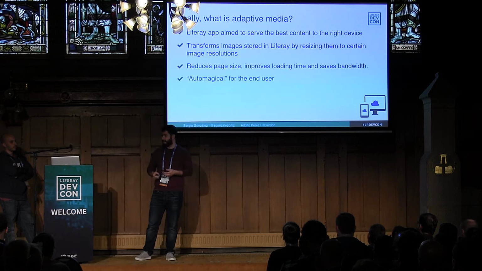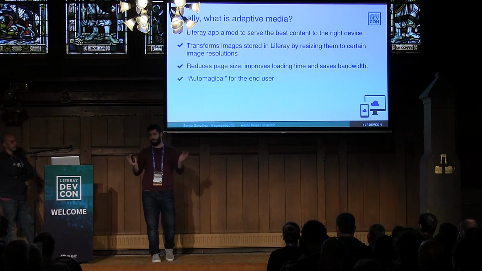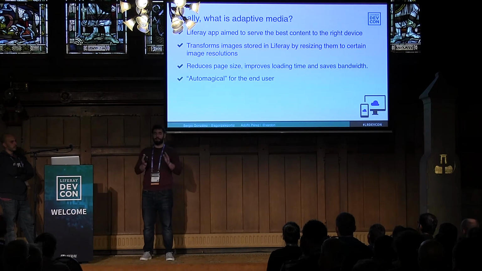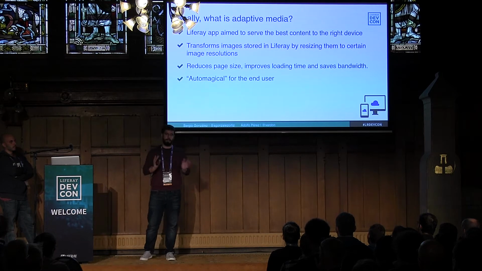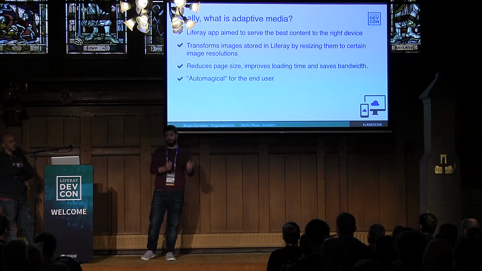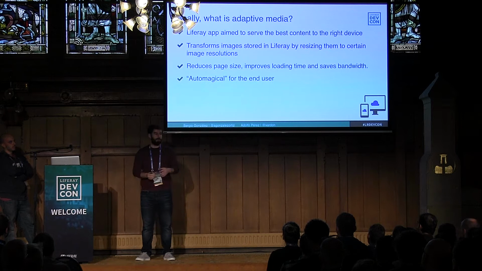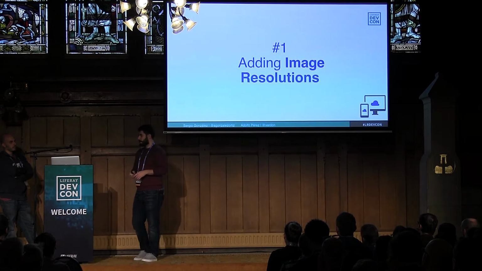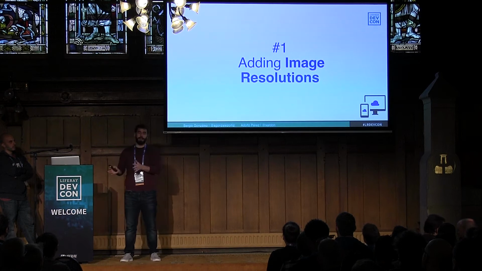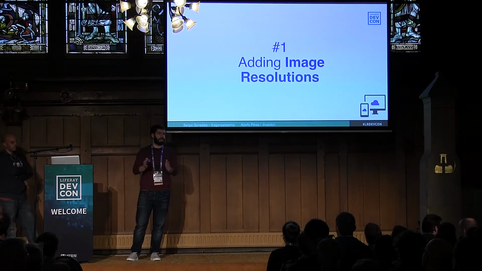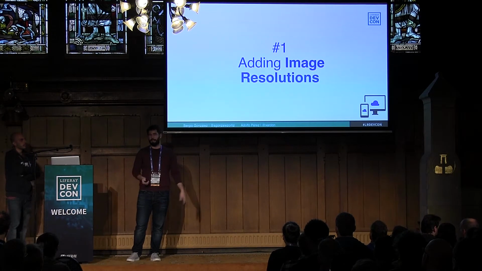And one of the coolest things is that everything is done automatically for the end user. Your content creators don't need to do anything special. They just need to follow the same procedures that they were doing before, and you will take advantage of all these benefits. So we're going to see the process of how adaptive media works and the different things that you might need to do in order to get full advantage of this.